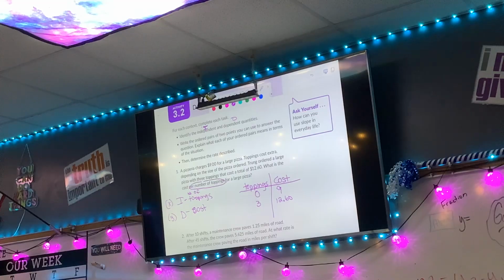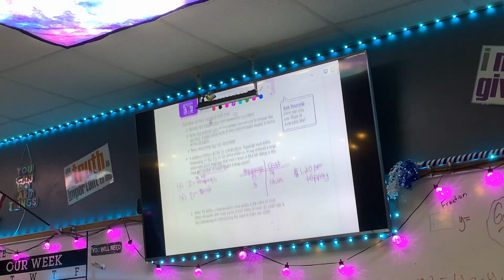How much is it per topping? $1.20 per topping. Don't just put 0.2. You would not say you owe 1.2 per topping. You'd say $1.20 per topping.